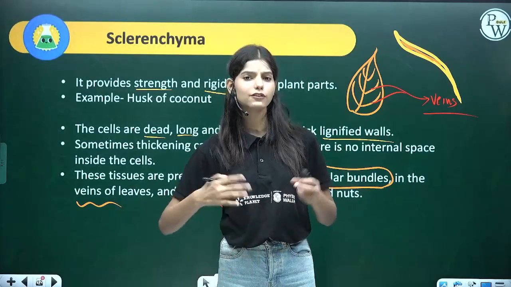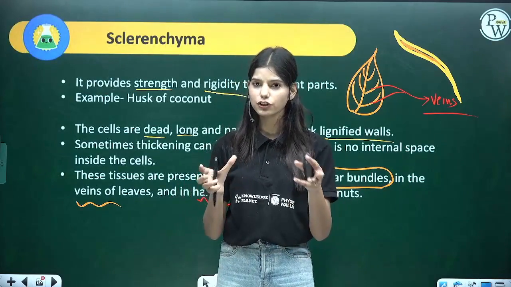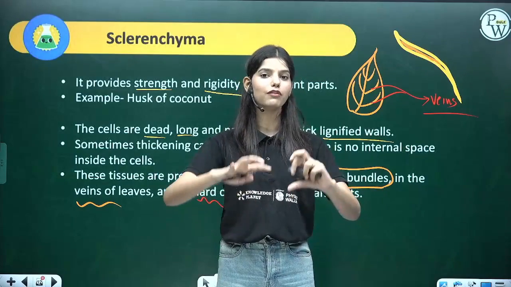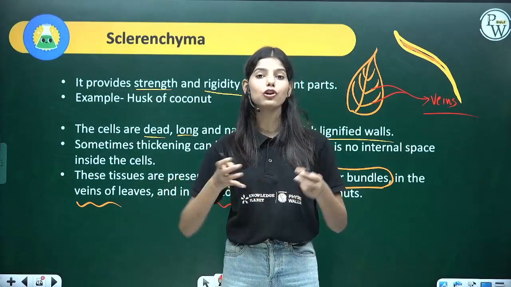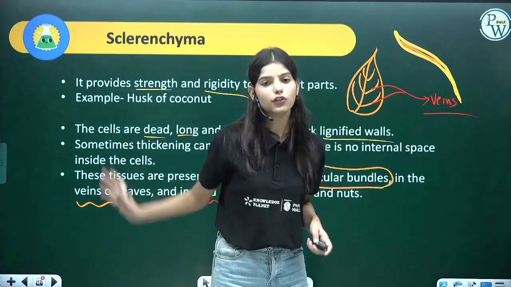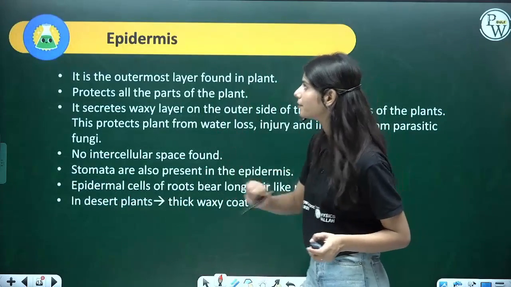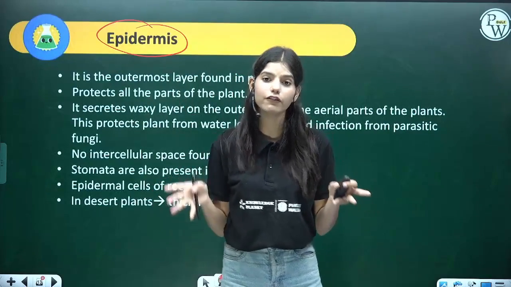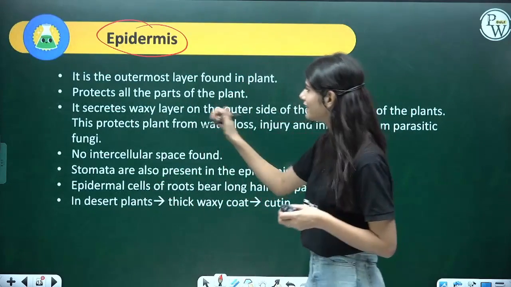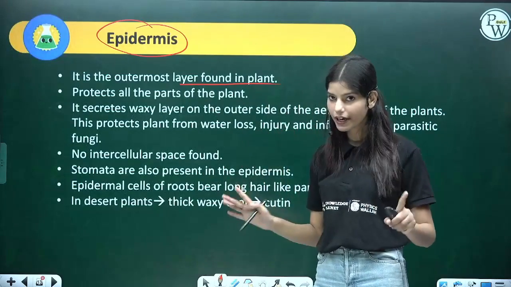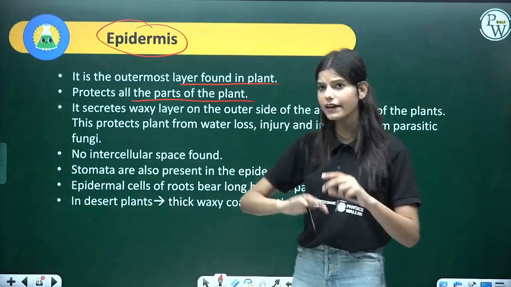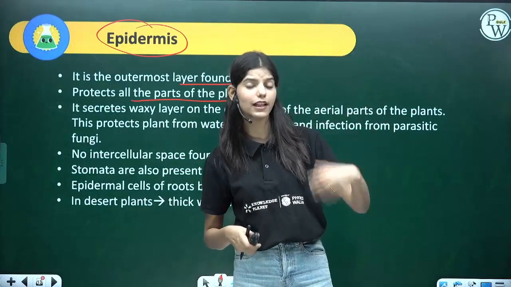Now guys, let's talk about the protective tissue for the plants. There are some tissues which cover the parts of the plants, and they are called protective tissues. First we have the epidermis. Epidermis is the outermost covering of the plant parts, the outermost layer found in plants. Also, you need to understand it protects all the parts of the plant, like the leaves and the stems.